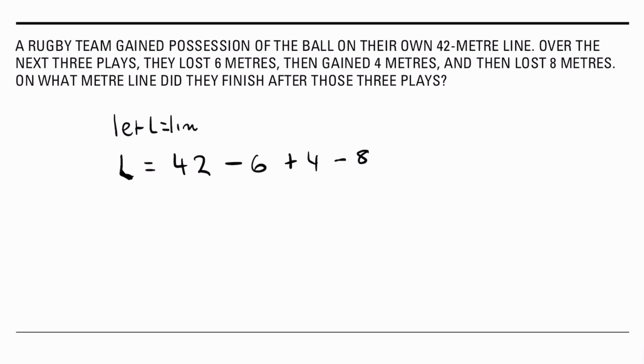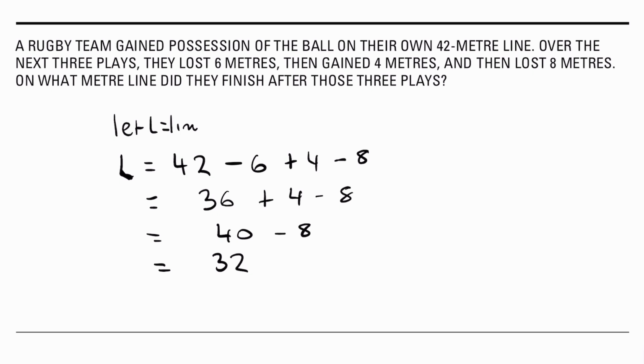And so this actually isn't too bad of a question. You can just calculate from left to right, and you could say 42 minus 6 is going to be 36, plus 4 minus 8. So then I would go 36 plus 4, which is equal to 40, minus 8. And then 40 minus 8 is equal to 32.